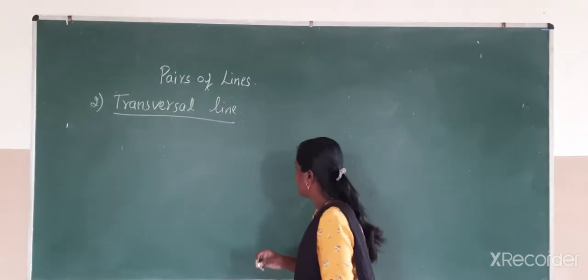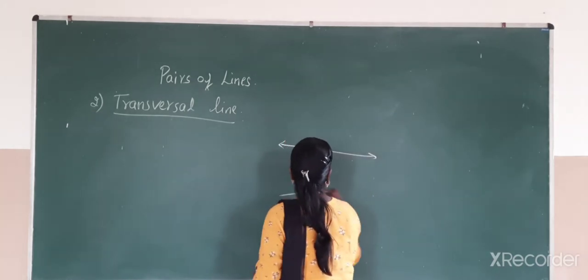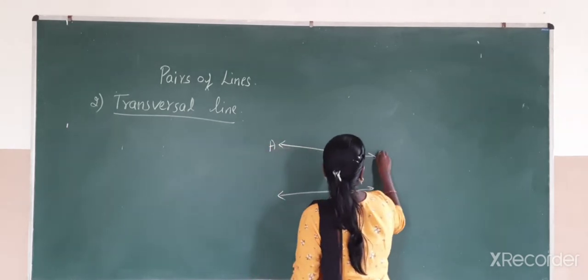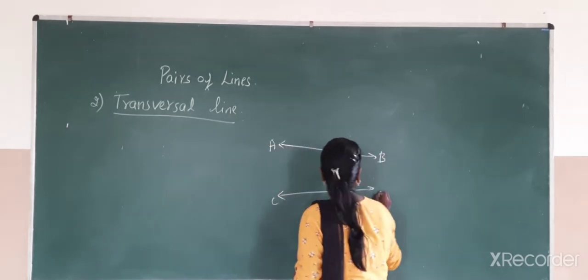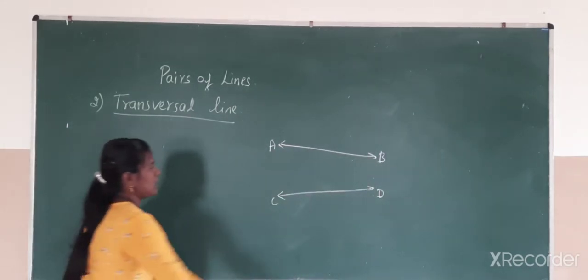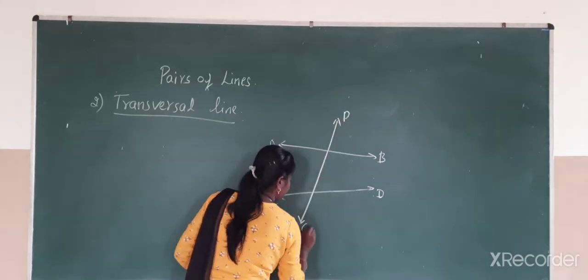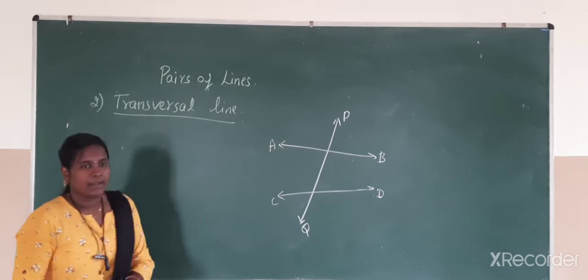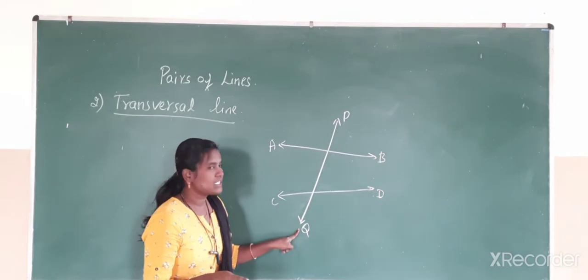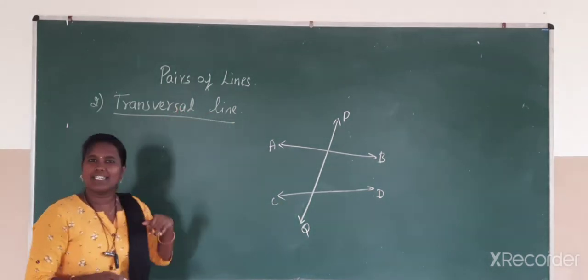To understand this, let us take a ray diagram. I want to take two lines, a pair of lines. These are AB and CD. Now, this is another line PQ. See, AB and CD are a pair of lines. PQ is another line. What is that line? It is nothing but a transversal line.